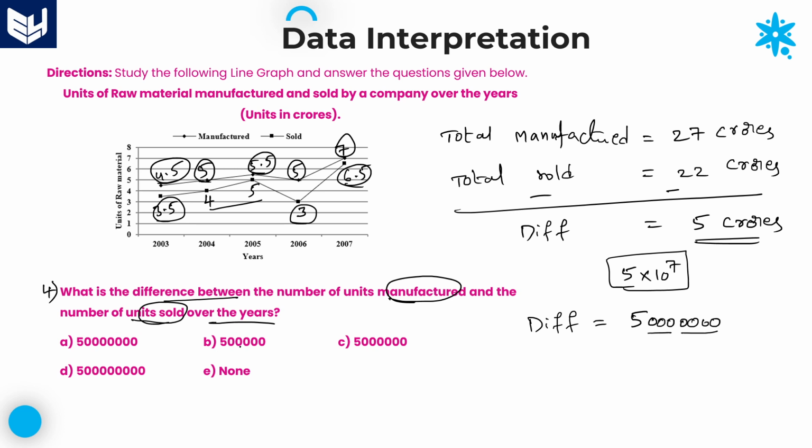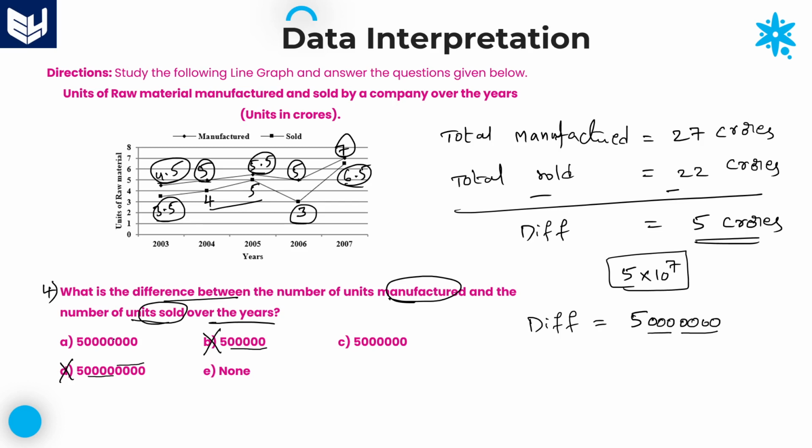Once look at the options. Here 5 is followed by only 5 zeros. This is not your answer. And next here 5 is followed by 1, 2, 3, 4, and next 1, 2, 3, 4. 5 is followed by 8 zeros. Therefore, this is not your answer.